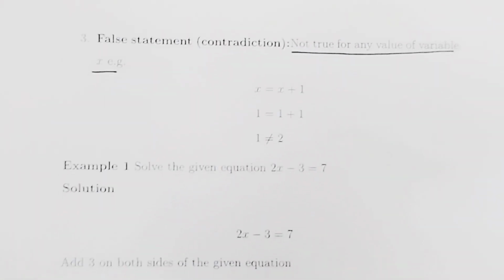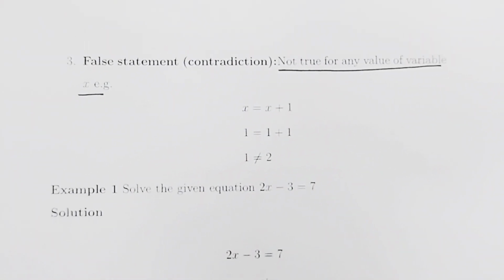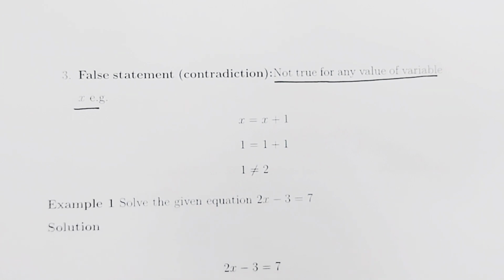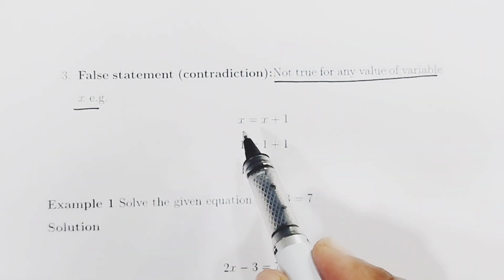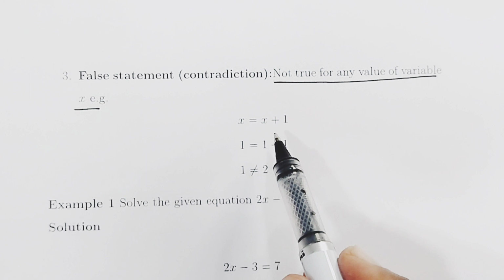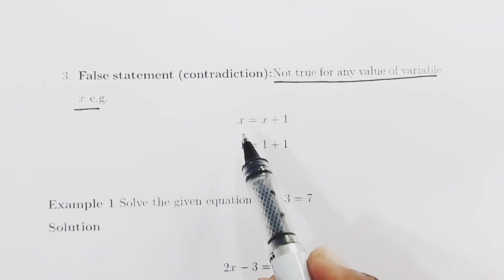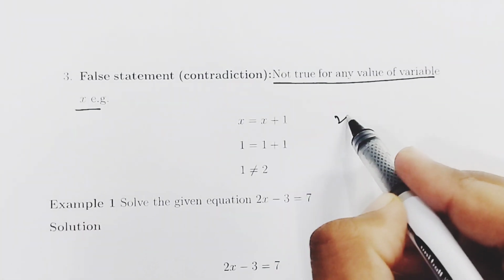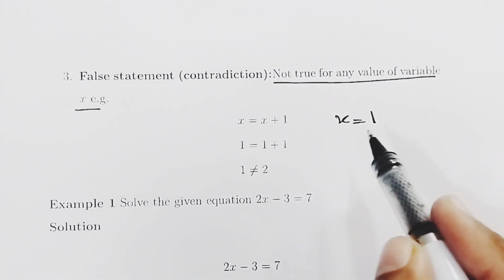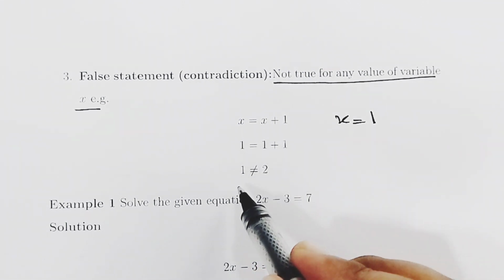And now we will discuss the third part of the equation, false statement or contradiction. Not true for any value of the variable. For example, here we discuss an example: if x is equal to x plus 1. Now put any value. We have placed x is equal to 1. Then 1 is equal to 1 plus 2.